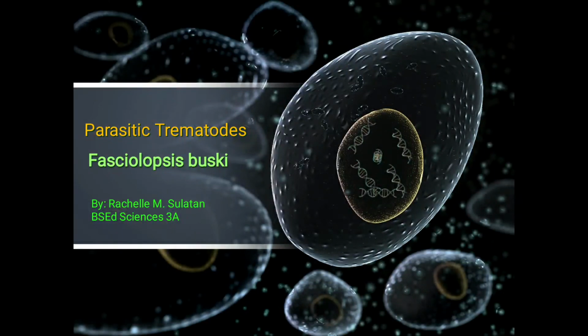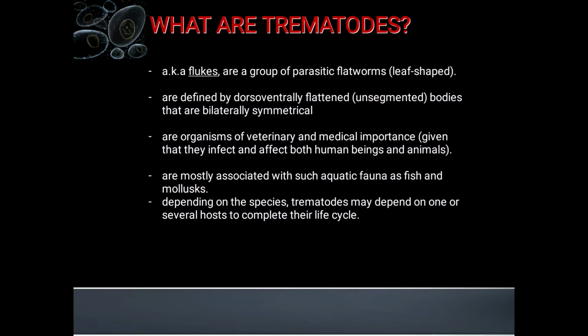Good afternoon, everyone. Our topic is about parasitic trematodes, and my specific organism is Fasciolopsis buski. So, what are trematodes? Trematodes, also known as flukes, are a group of parasitic flatworms. It is in leaf shape. It is defined by dorsoventrally flattened, unsegmented bodies that are bilaterally symmetrical, that is, their morphological feature.